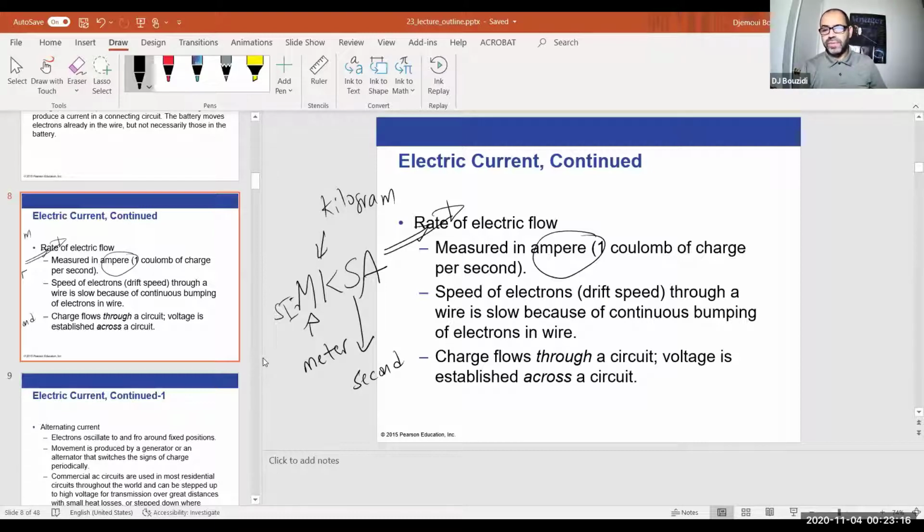The speed of the electrons, or the drift speed through a wire, is slow because of continuous bumping into the wire. So when charges flow through a circuit, voltage is established across a circuit. No, I think I'm going to jump to the last slide of the picture to give you exactly an idea of how this thing is working, because it's probably not a good descriptor in here. So let me create a new page in here, or go straight to this one. I'm going to share that screen with you guys. Stop sharing the PowerPoint and let's go in here to understand how currents work in a conductor. So share.